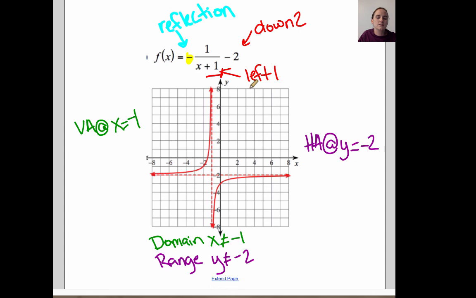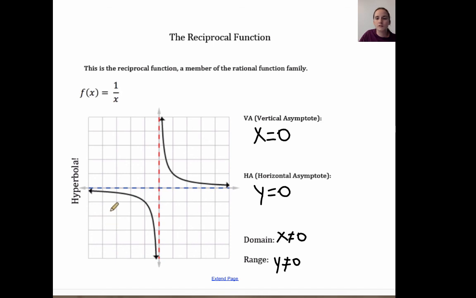So these are all the things that you need to know about for reciprocal functions, and we will continue talking about this in class. Ask me if you have any questions.